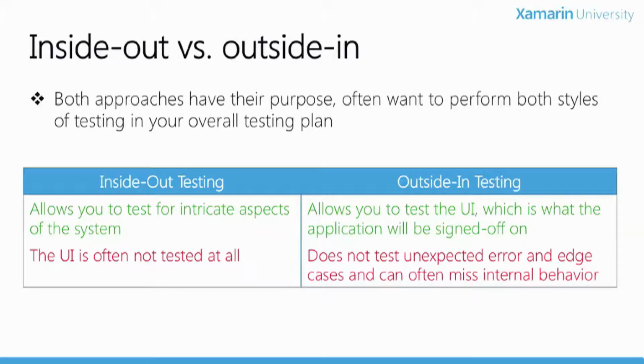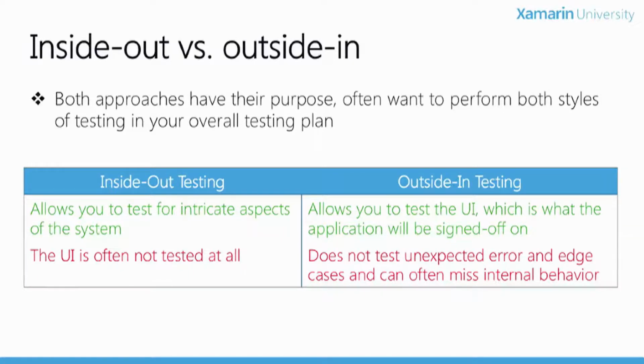On the flip side, outside-in testing allows you to test the user interface, which is what really the application will be signed off on. But it doesn't really test the unexpected edge cases that you'll see in the application. Having the right combination of inside-out testing and outside-in testing is really going to help your app have as much quality as you can. And you know you're going to have a robust system.